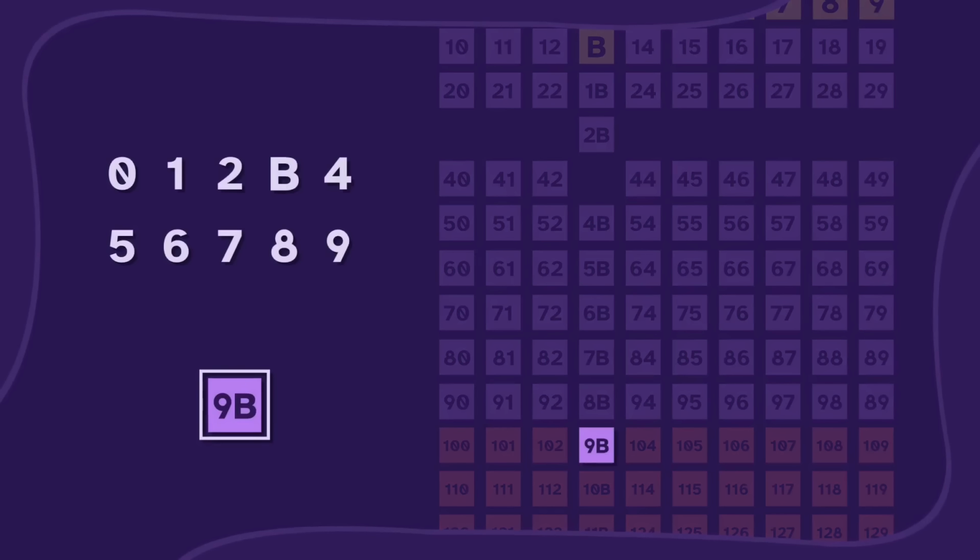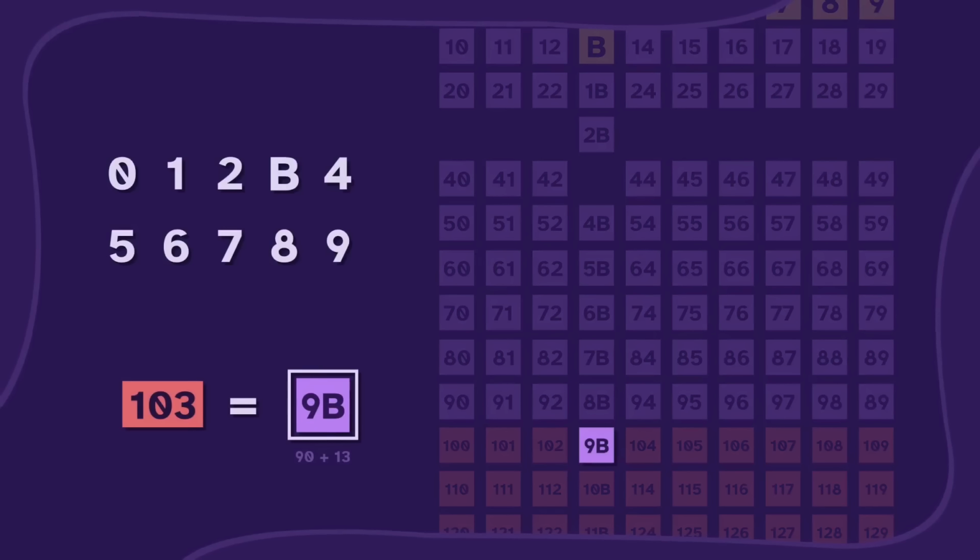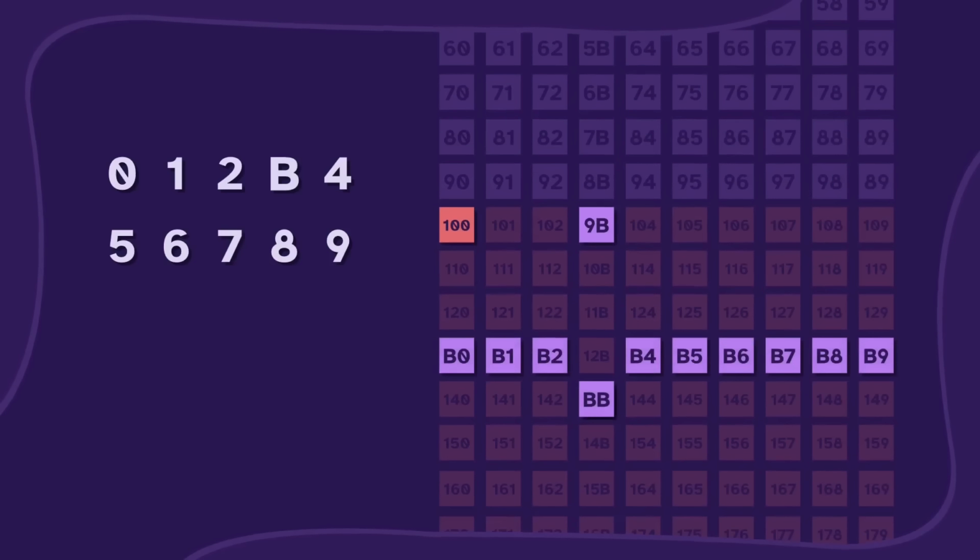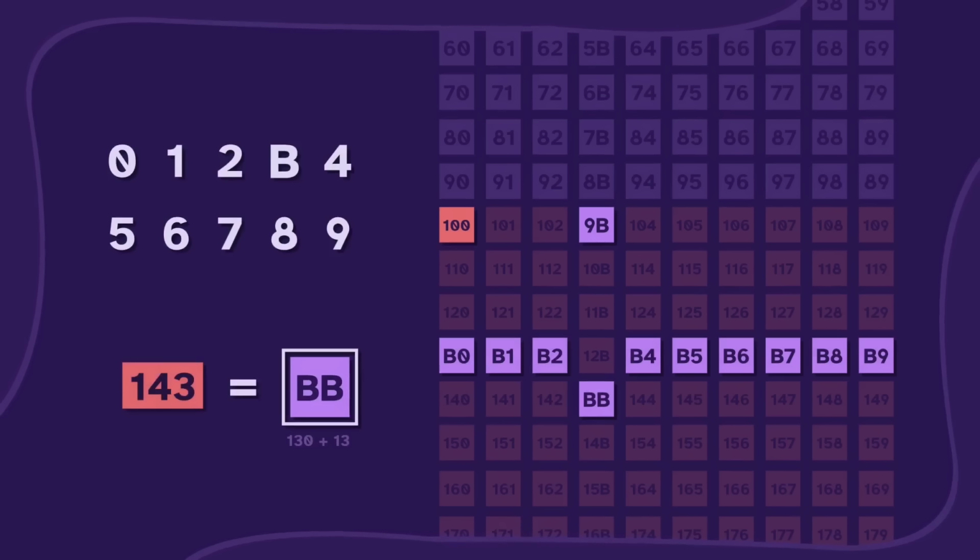Notice this outlier. It used to be 103, but now it's 9013. It's a double digit that's larger than 100. And it's not even the largest. If we scroll down, we see this, 13d13, which equals 143. These extended double digits are cool, but there's a problem.